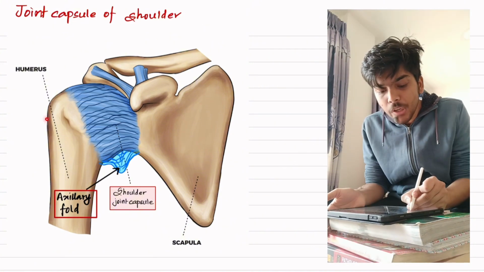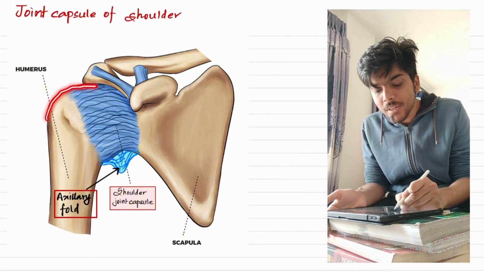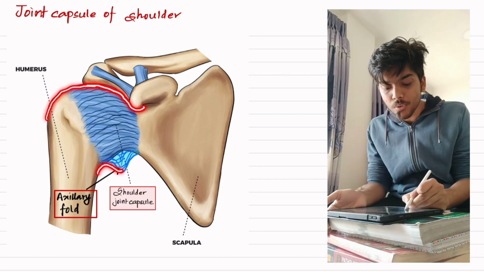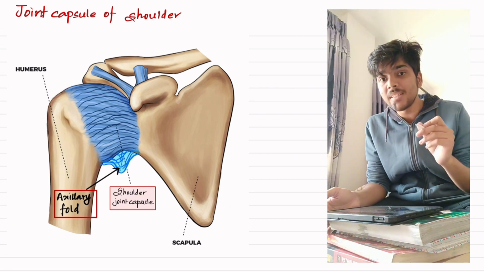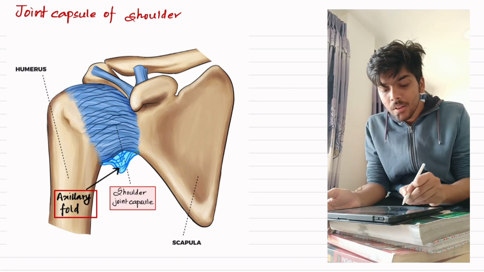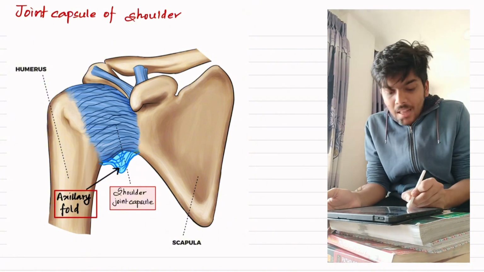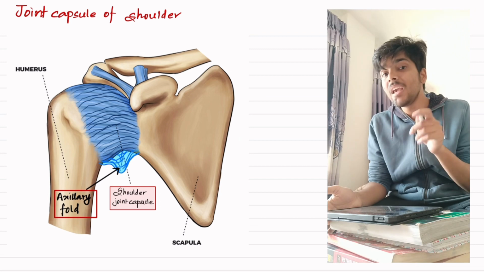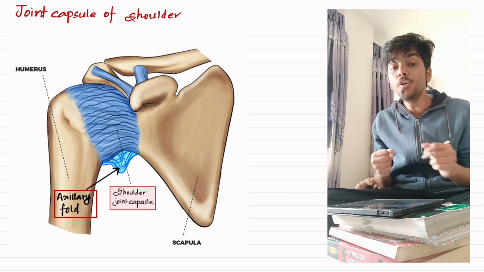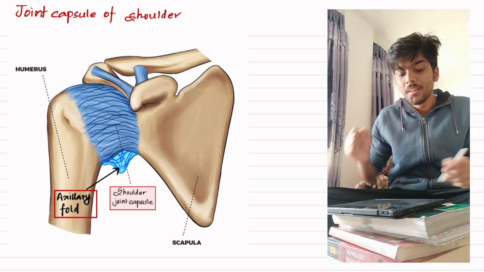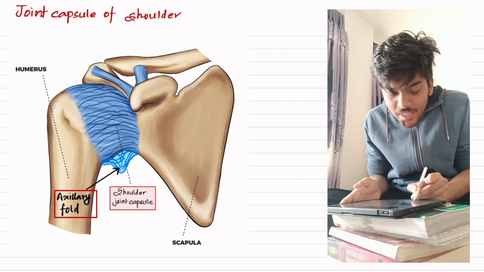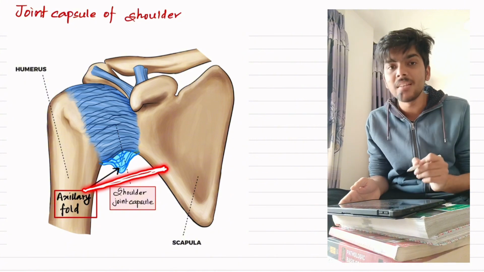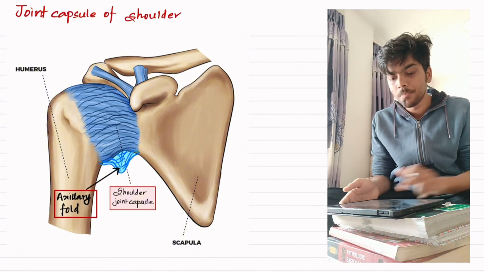So here's your joint capsule of shoulder. The periosteum of humerus extends and meets the periosteum of scapula to form the joint capsule of shoulder. If you look closely, you can see that at the lower level, there's a fold in the joint capsule, and this fold right here is called the axillary fold. The significance of axillary fold is that whenever you move your arm away from the body, the axillary fold stretches and lengthens. It becomes straight. As a result, there is motility of the arm.